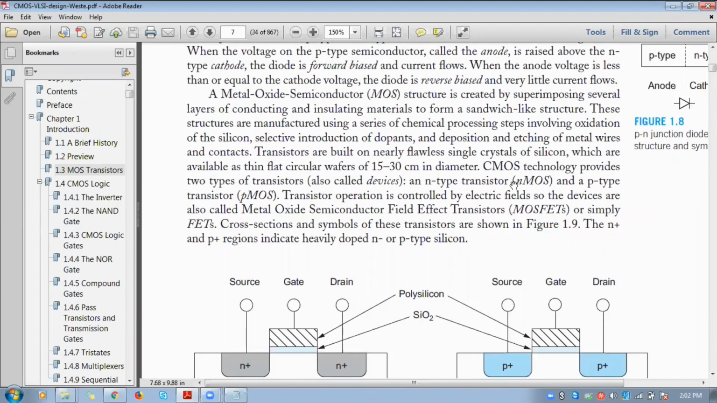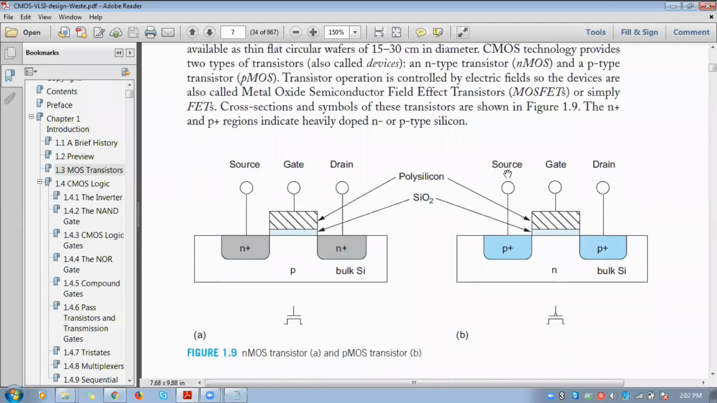Throughout our curriculum, we will be discussing only nMOS, but I will be discussing PMOS also here. After discussing ideal IV characteristics, we will be learning how we can modify the equations with respect to PMOS. That also we can see. So these are the symbols of nMOS and PMOS, and these are the cross-sectional views of nMOS and PMOS.